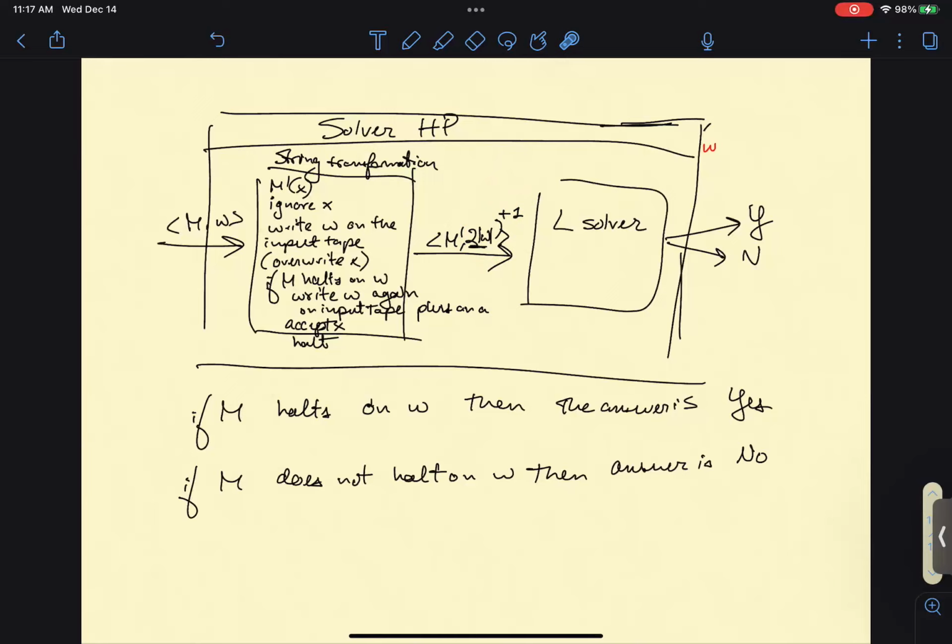Yeah, M is doing its own thing. It's not using the same input cells. The input tapes are different.